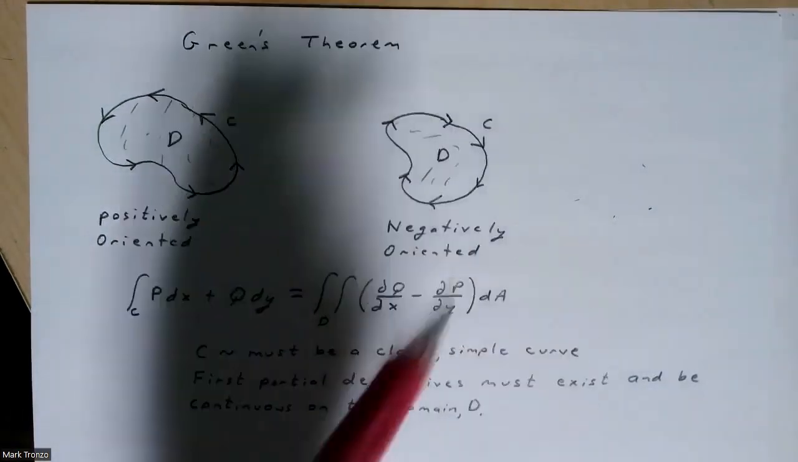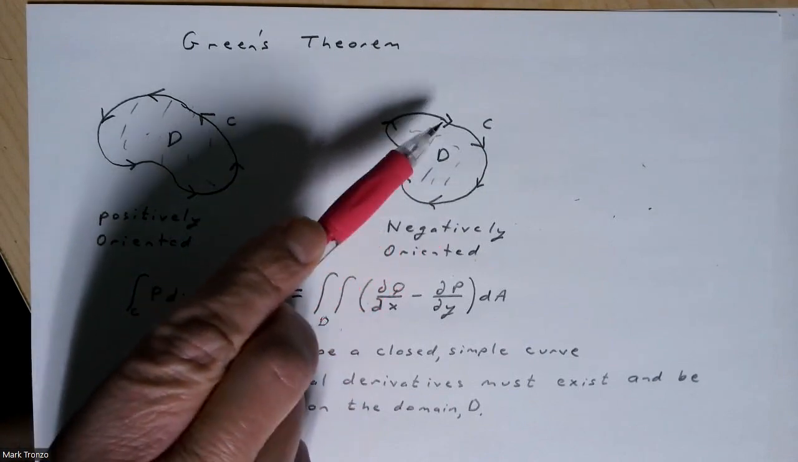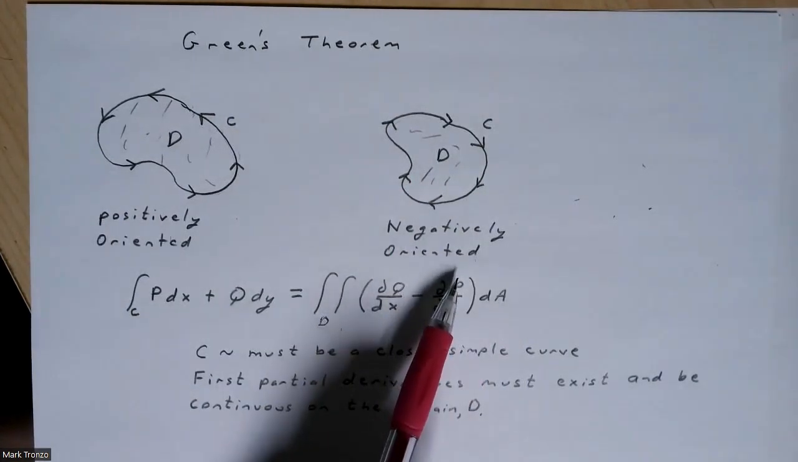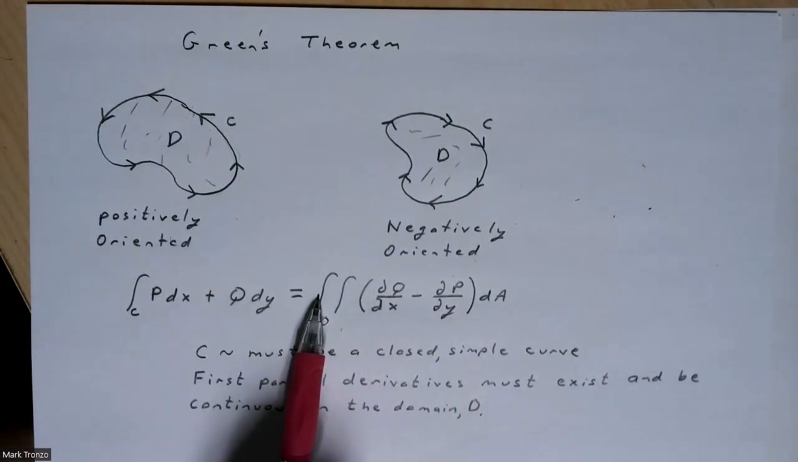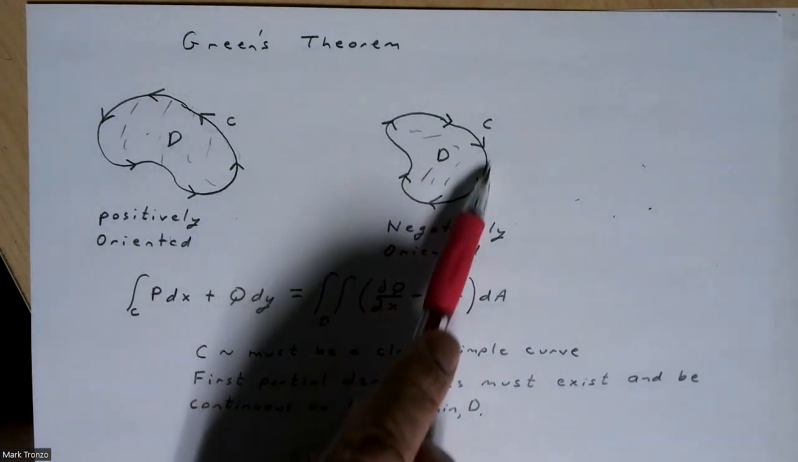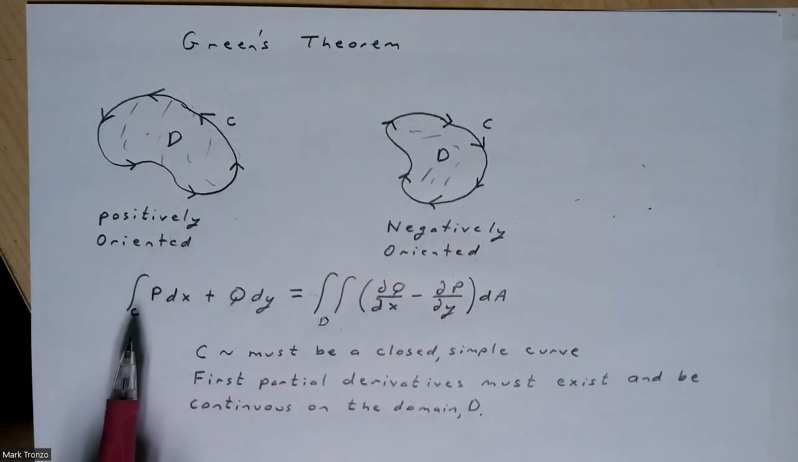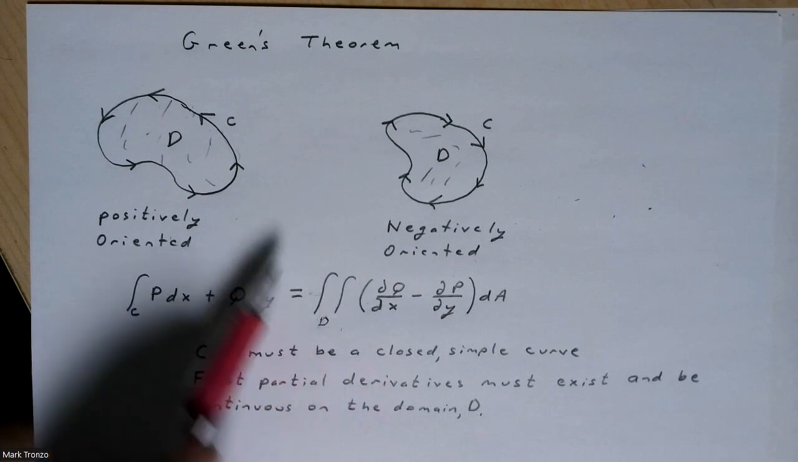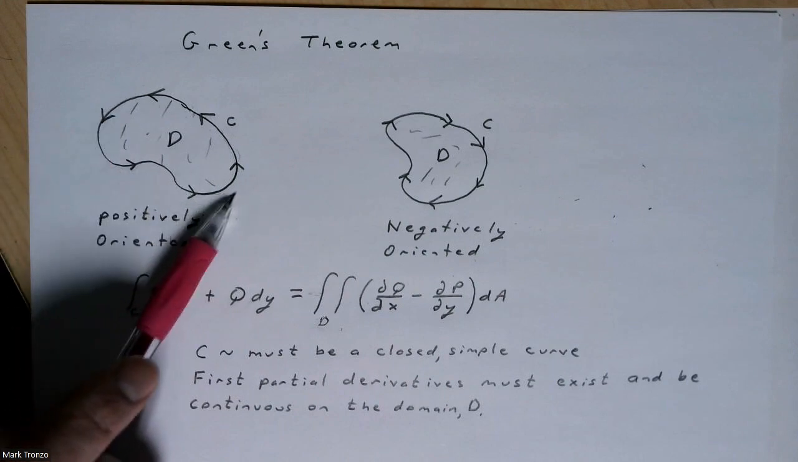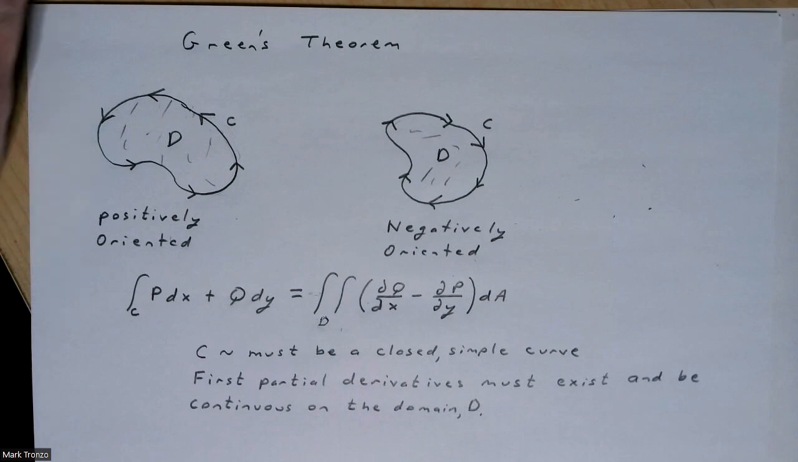Now, if it's the other direction, let's say you're walking along the curve and the domain is to your right, that's called negative orientation. In that case, you would have to change this to a negative when you do the integral. So if your original curve was, in this case, clockwise, then you would have to put a negative over here. But if it's counterclockwise, like it is here, that's positive orientation, you just keep it positive like it is here.